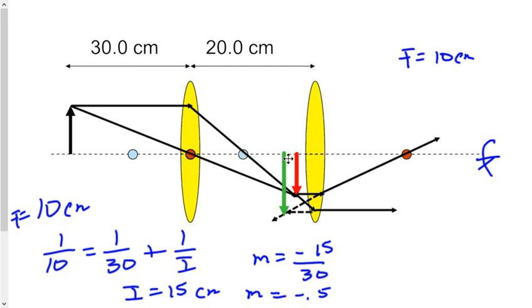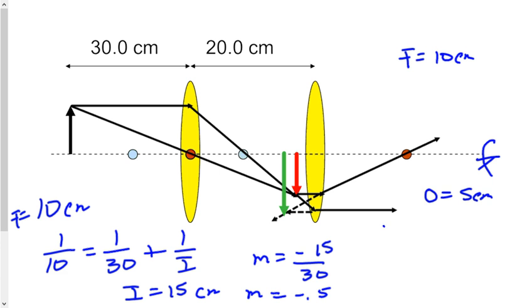Now let's figure out the second lens. This red arrow now becomes the object for the second lens. Well, there's 20 centimeters between the lenses, and this red arrow, the image, is 15 centimeters from that. That means our new object distance has to be 5 centimeters. So the object is going to be 5 centimeters. Remember, this is actually an image formed by this lens, but becomes the object for the second lens.